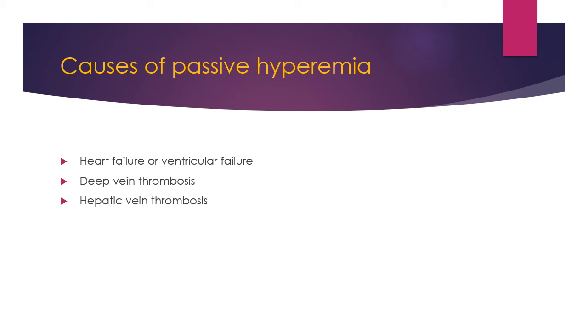Another cause of passive hyperemia is hepatic vein thrombosis. Hepatic vein thrombosis is also known as Budd-Chiari syndrome. It is a blockage in the veins of the liver caused by a blood clot. These are all the causes of passive hyperemia.